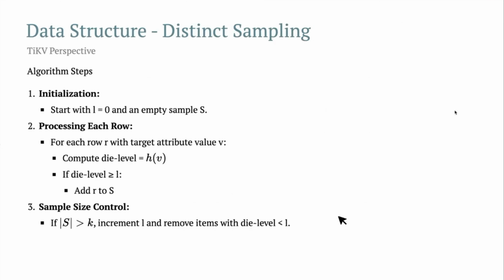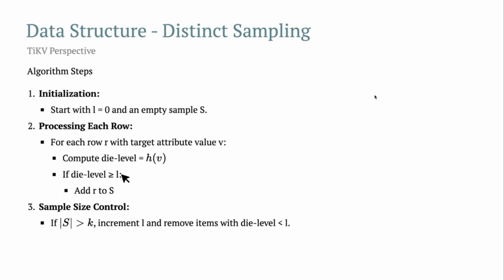If we want to implement this algorithm, we start with level 0 and an empty sample set S. For each row R, we get the attribute value V and compute the die level using this hash function.